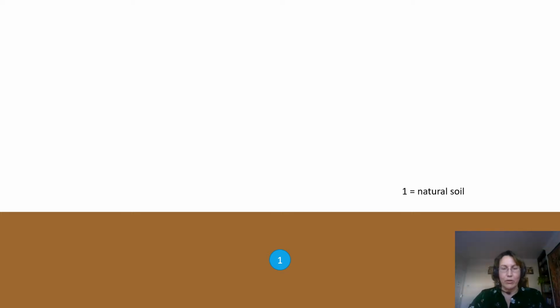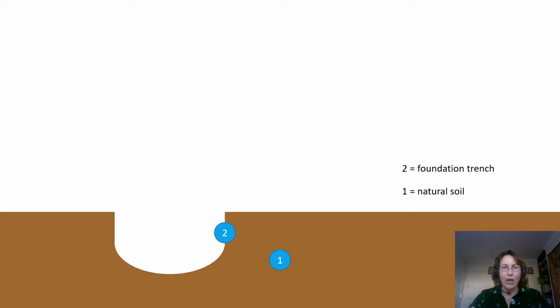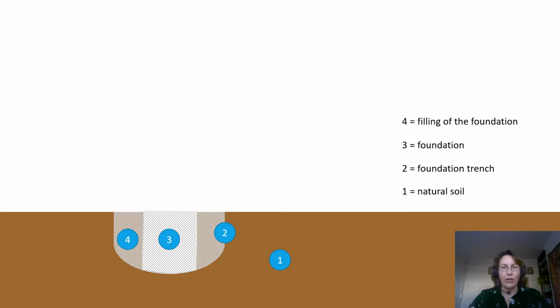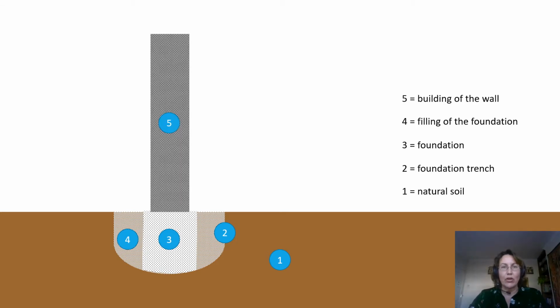The first one here you see is the natural soil that has been numbered as number 1. The cutting of the foundation trench is recognized and identified as an action and therefore numbered as context number 2. The construction of the foundation is context number 3. Then the filling of the foundation trench, which is numbered 4. And the construction of the wall on top, which is recognized as a distinct action and therefore numbered as context number 5.